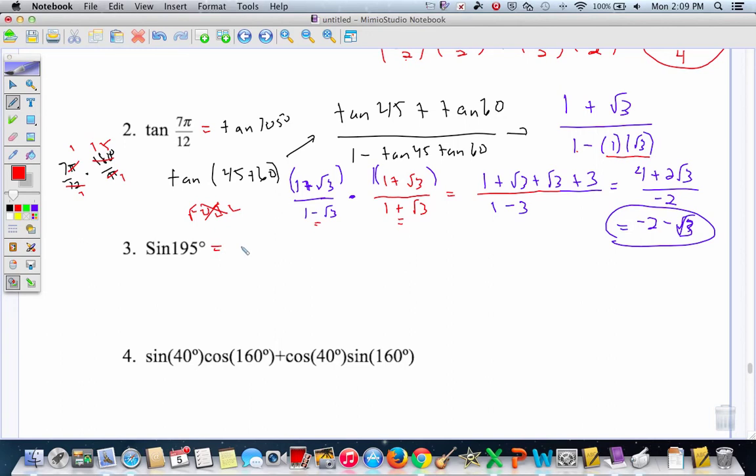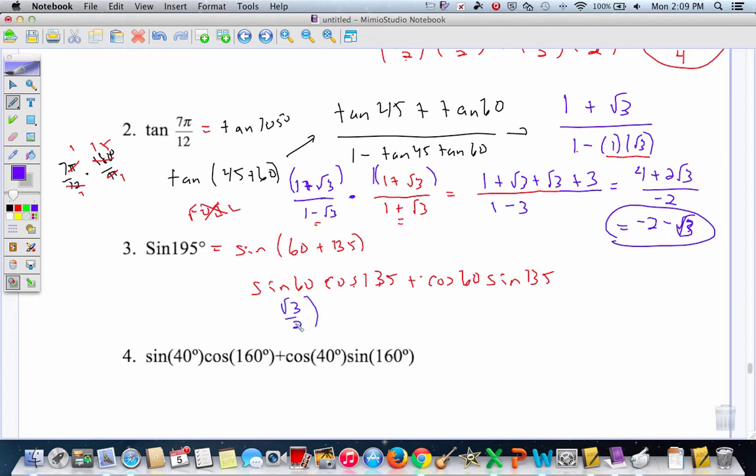We have the sine of 195. We'll go ahead and add a couple angles here together. Let's go 60 plus 135. If I expand that out, I have the sine of 60 times the cosine of 135 plus the cosine of 60 times the sine of 135.